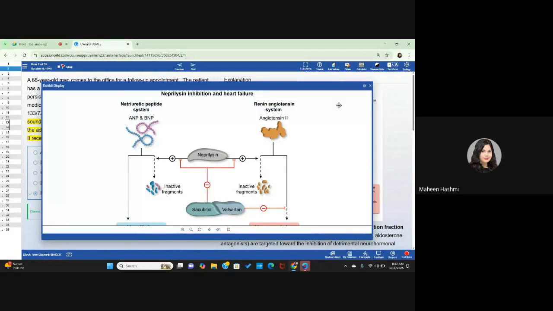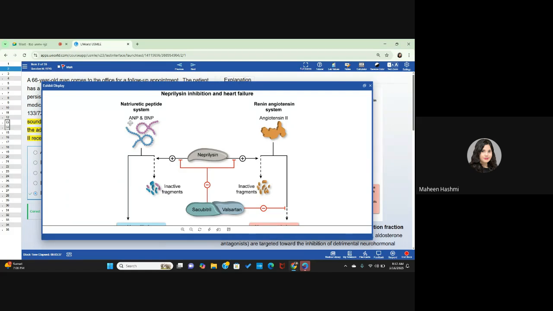Exactly, very good. All right, so this ANP and BNP, where does the ANP come from and where does the BNP come from? Atrial natriuretic peptide, brain natriuretic peptide. Not from the brain; it's from the ventricle. ANP comes from the atrium under stress, BNP comes from the ventricle, okay?